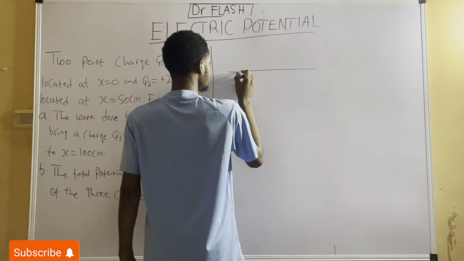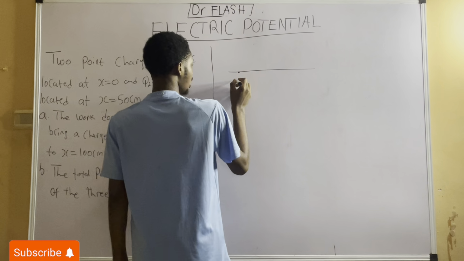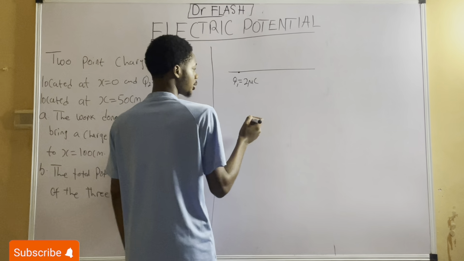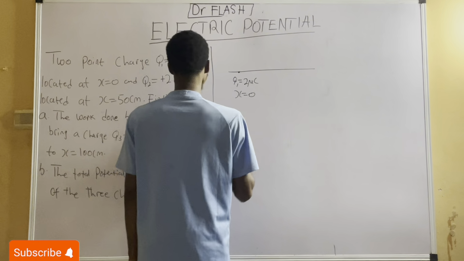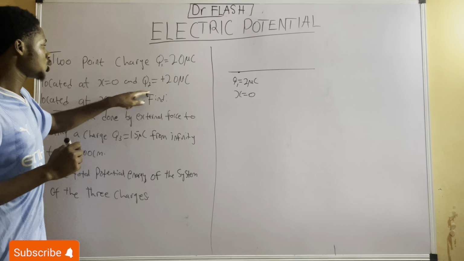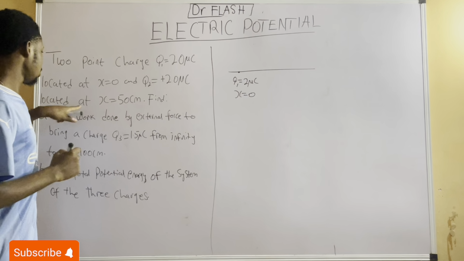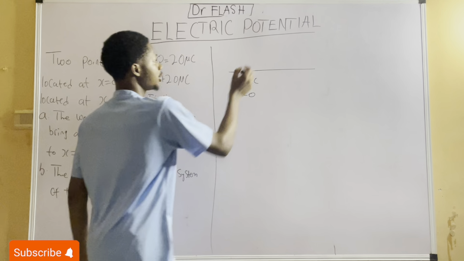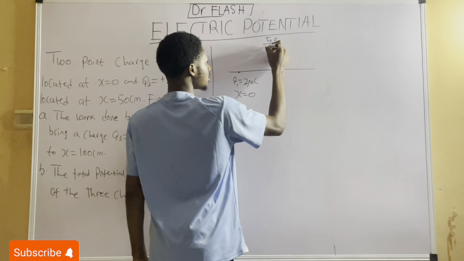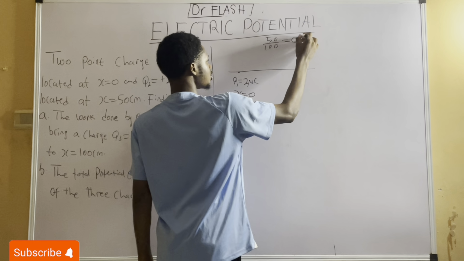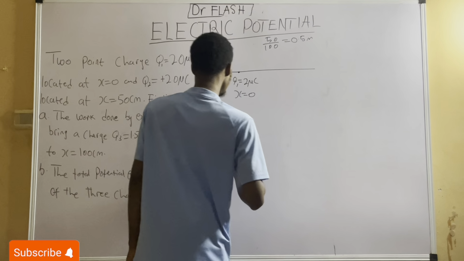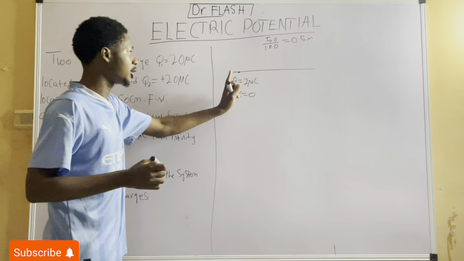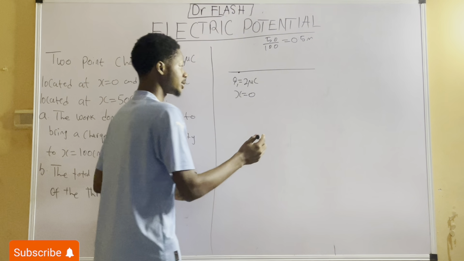Let's say this is the origin, which is at x equal to 0. We are having Q1 equals 2 microcoulomb, and the distance says that x is equal to 0. And then the next one, Q2, is placed at a position of 50 centimeters. Now, these 50 centimeters can be converted to meters: we divide by 100, which gives you 0.5 meter. So at the distance of 0.5 meter from x equals 0, it should be towards the right because it's positive and greater than 0.